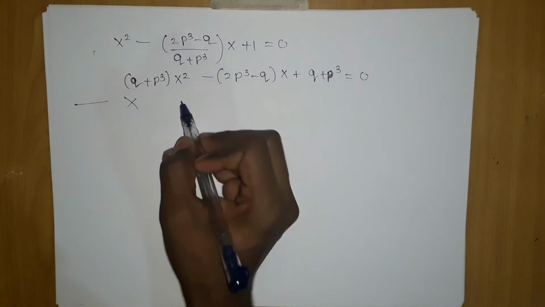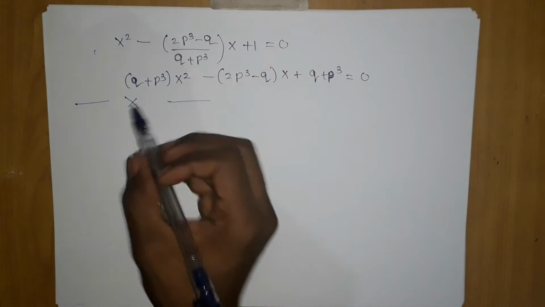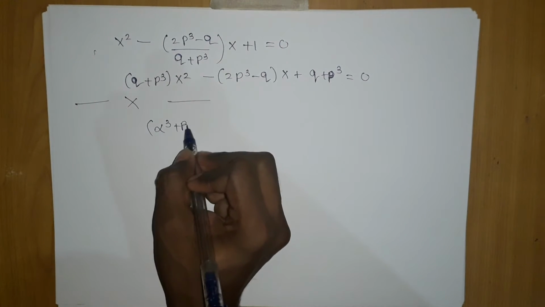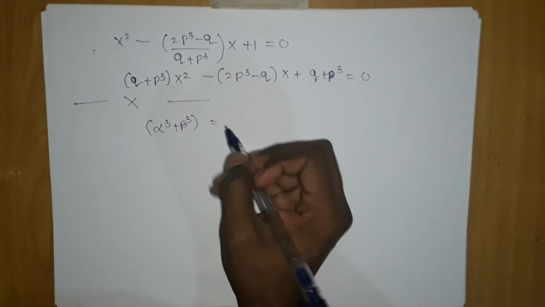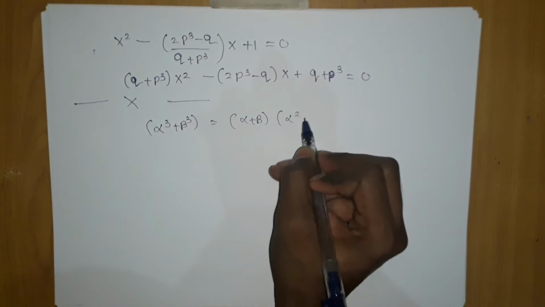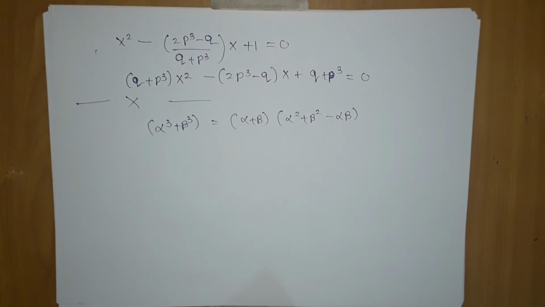One more thing I want to tell. If there is a student, he can also think like this. What I am telling, just think. He will say, I have alpha cube plus beta cube, right? What I will do, I will break it like this: alpha plus beta into alpha square plus beta square minus alpha into beta, like this.